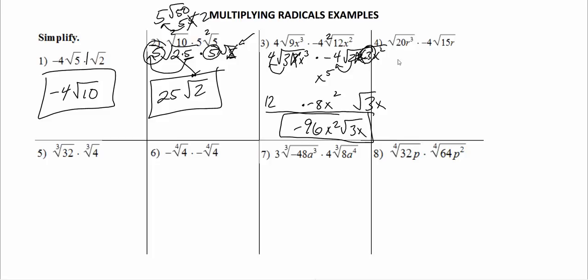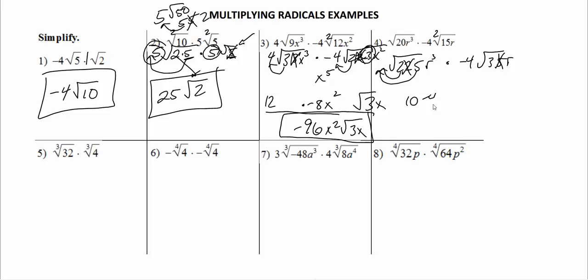Number 4, let's go here. This is root 20, which is actually 2, 2, and 5. And then r to the third times a negative 4 root 3, 5, and an r. So I have a 2 pops, the other 2 gets crossed. This 5 pops. Well, why? Because I have another one over here that gets crossed out. And then how many r's do I have total? I have 4. So because it's a square root, I can pull 2 of them out, right? 2 of them out. So I get a 2 and a 5 that popped.